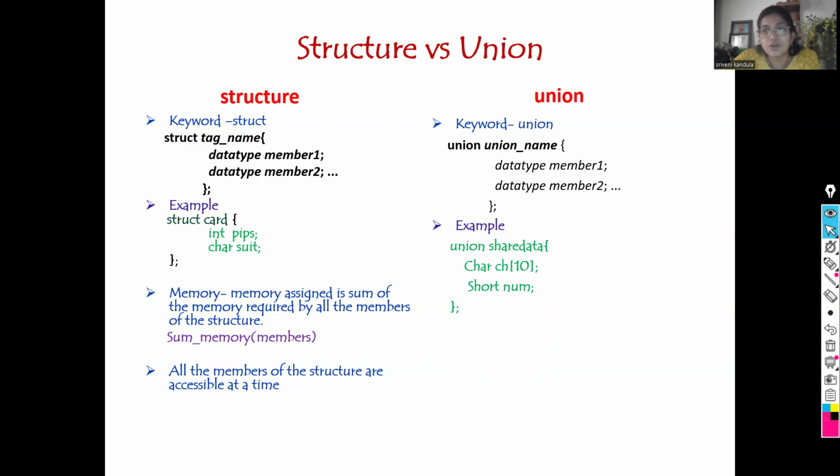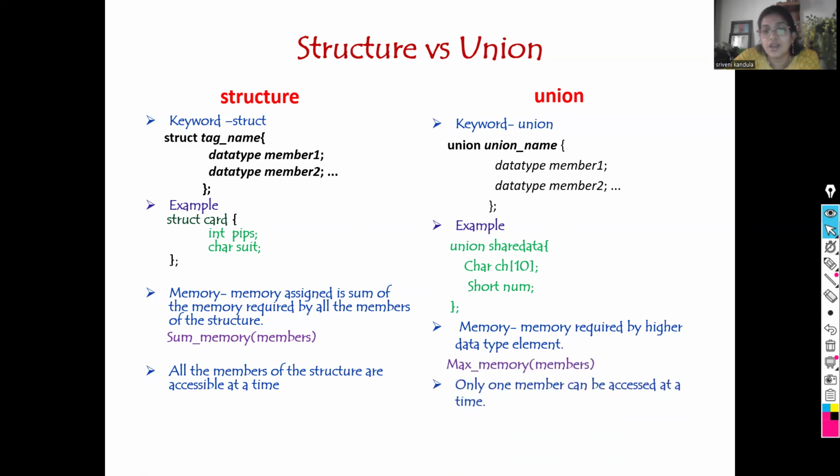Okay, so now let's talk about the memory requirement. The memory required by higher data type element. So that means here in this case, the higher data memory required is 10 bytes. So that will be the size of this union. So that is maximum memory among all the members. And only one member can be accessed at a time.